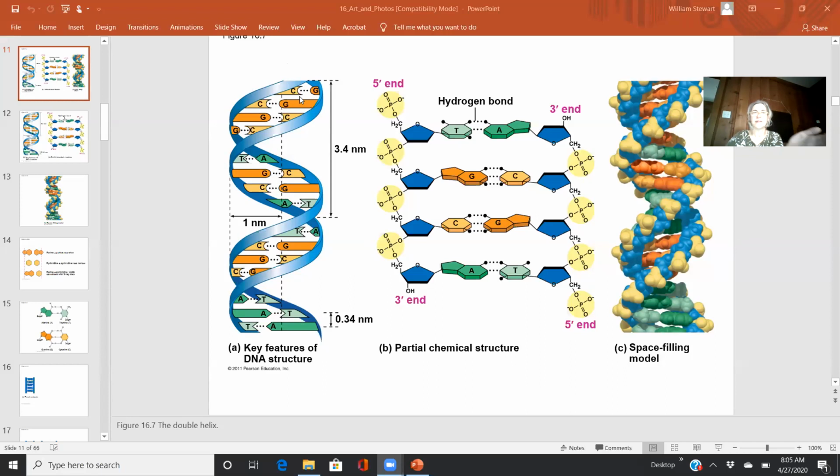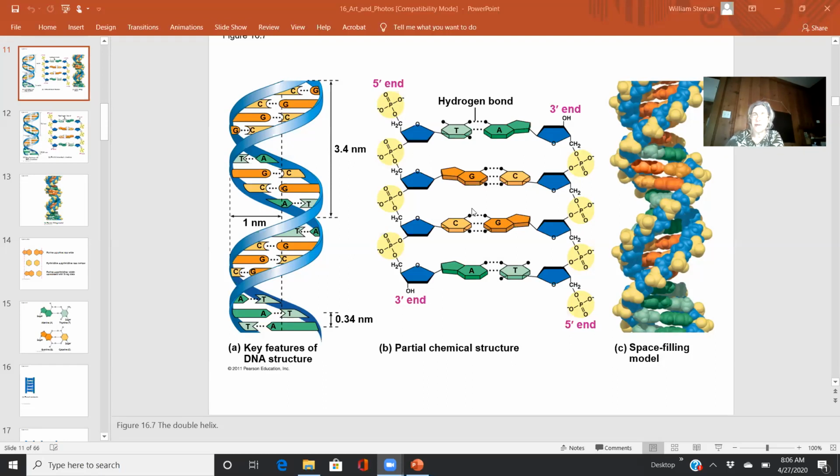The point of this model is to show you the double helix, the B form of DNA, where there's what we call a major groove and then a minor groove. So this is wider from turn to turn, and then here it's narrower.